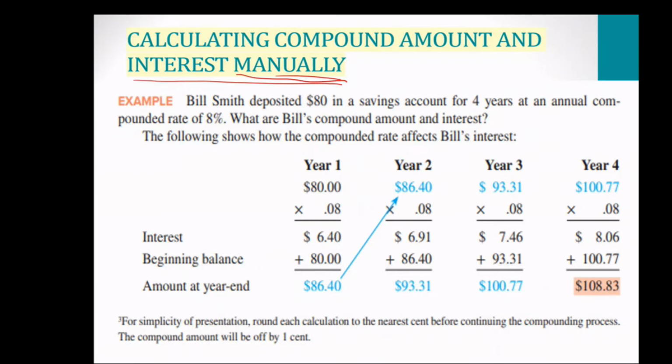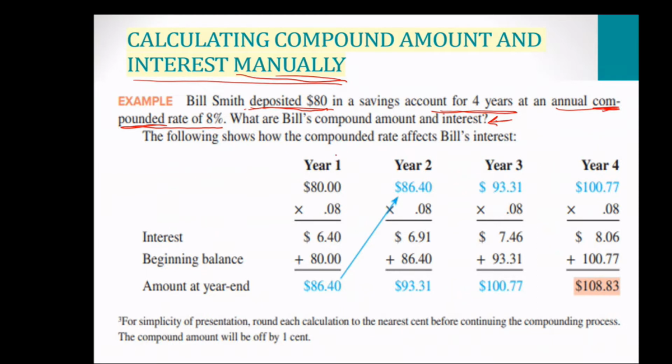Let's take this example. Ben Smith deposited $80 in a savings account for 4 years at an annual compounded rate, not simple rate, compounded rate of 8%. What are Ben's compound amount and interest after 4 years?